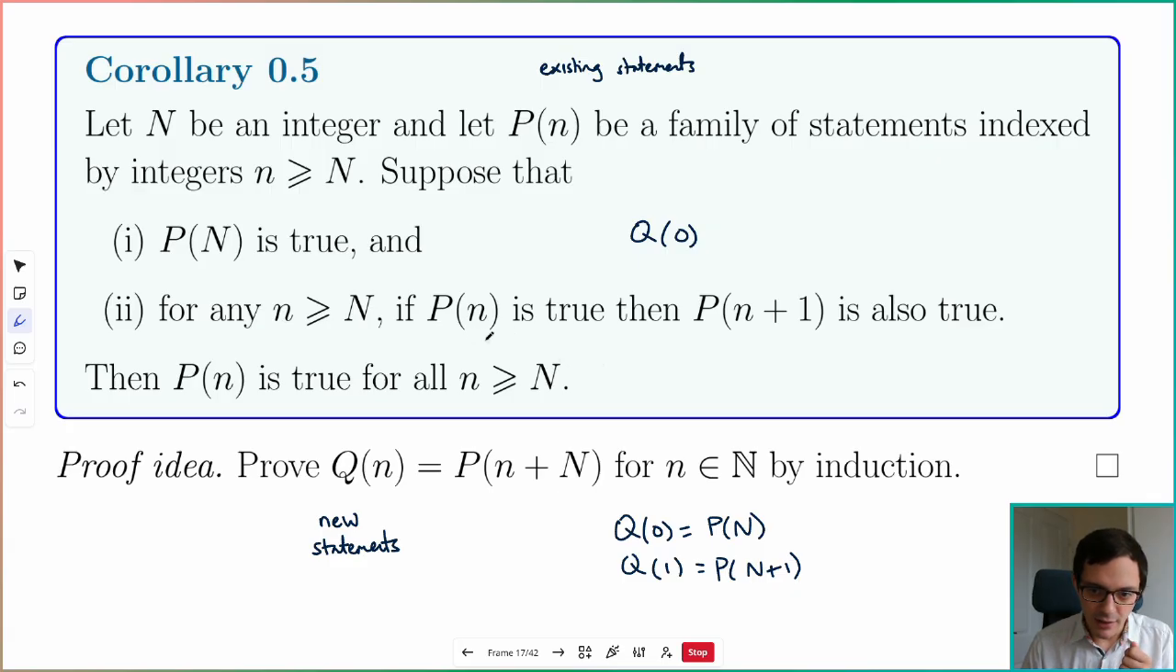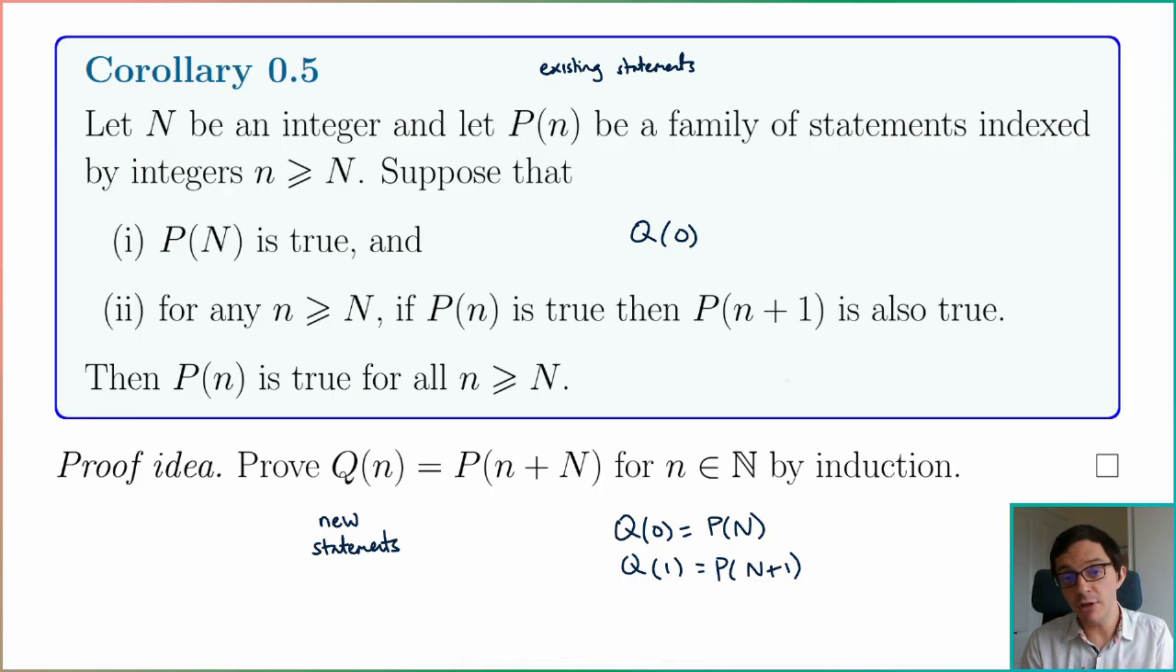And this statement down here says for any n greater than or equal to capital N, but after translating, this turns into: for any n greater than or equal to 0, if Qn is true, then Qn plus 1 is true. There's maybe a change of variables in there to get between the two, but that's the inductive step for the statements Q. And then I've got precisely what I need to prove the statements Q by induction, and then come back and say, aha, that means that the statements P were true from capital N upwards, because those are the ones that I'm talking about here.